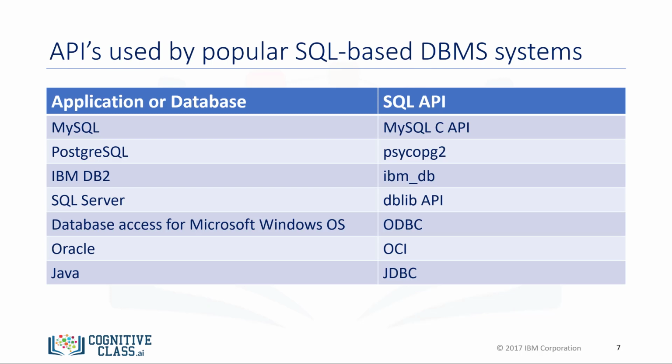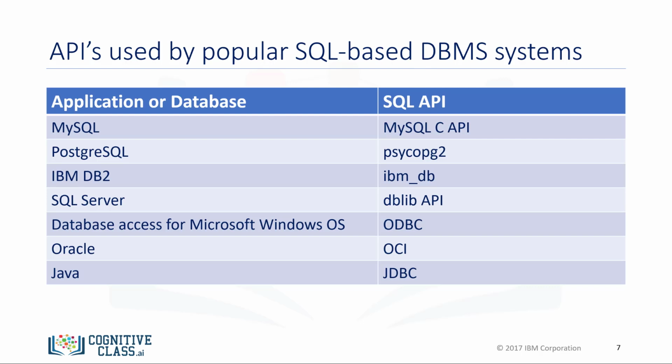Now let's learn basic concepts about some of the proprietary APIs used by popular SQL-based DBMS systems. Each database system has its own library. As you can see, the table shows a list of a few applications and corresponding SQL APIs. MySQL-C API provides low-level access to the MySQL client-server protocol and enables C programs to access database contents.